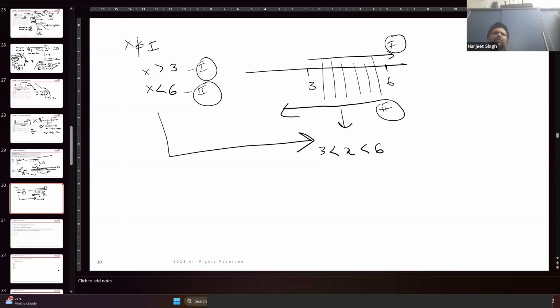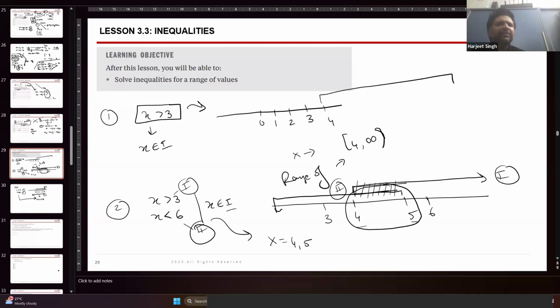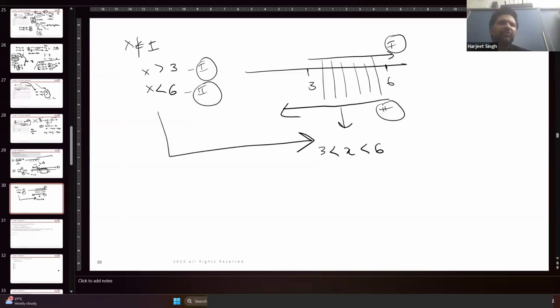So this is the solution. Always look at the intersection. Always check if the answers are integers or real numbers. If they're real numbers, then the intersection is the area. If these are integers, then you will get the intersection as a range of integers, or discrete values. Otherwise, you will get a continuous range like this. All right.